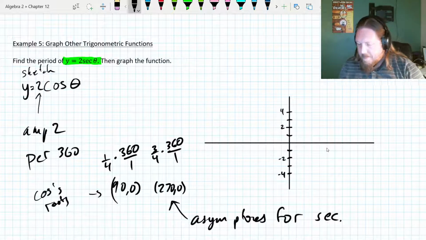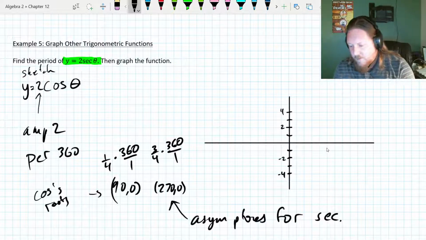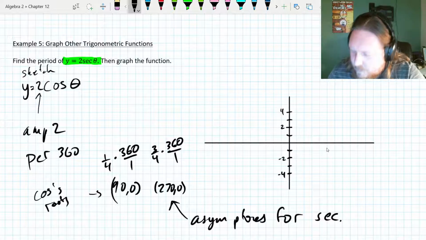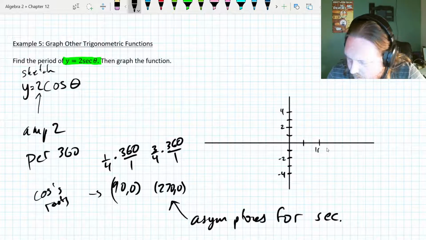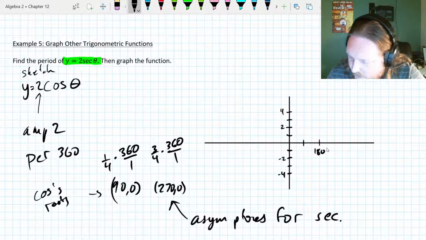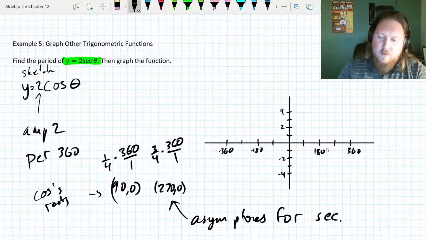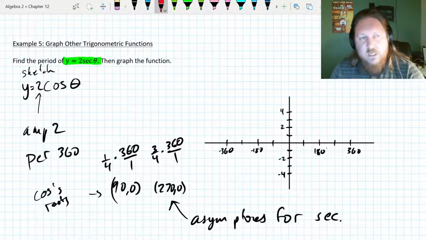I'm still going to build the periods the same way, though. I want 360, and the 90 and 270 are important to look at. So let's do every 2 is 90, 180, 270, 360. I can even do it in the other direction. Negative 90, negative 180, negative 270, and negative 360. So what I'm going to do now is sketch my little graph out.